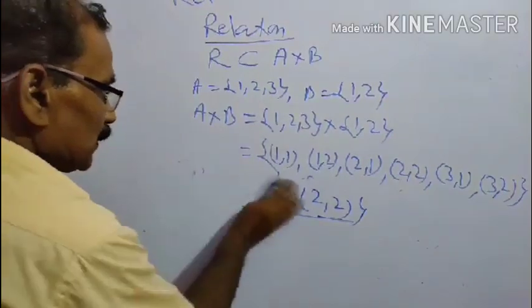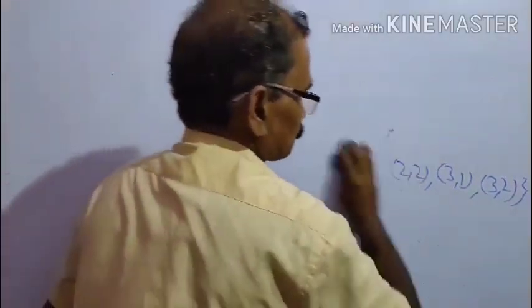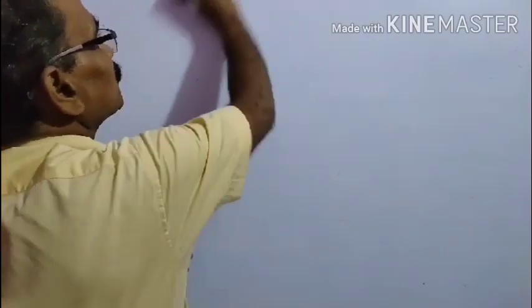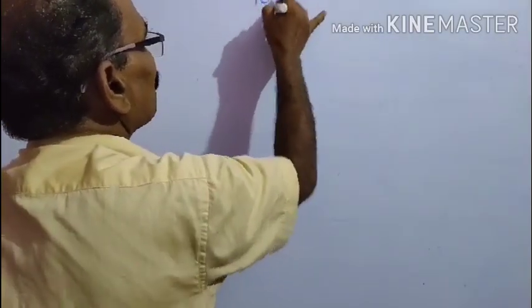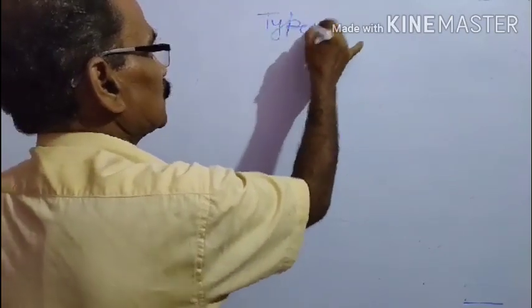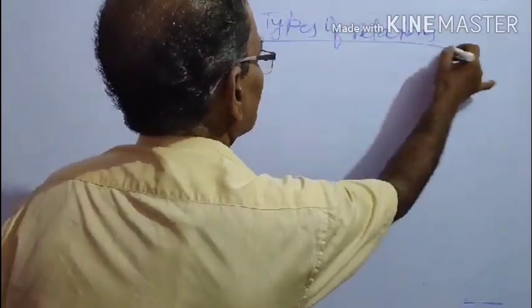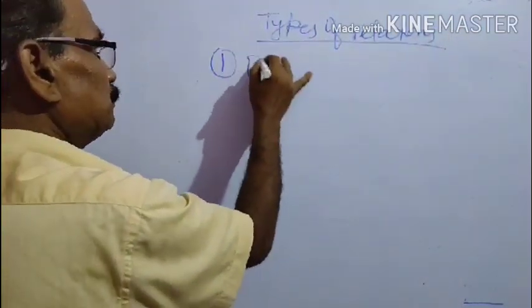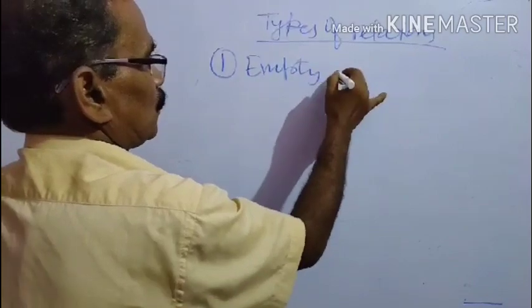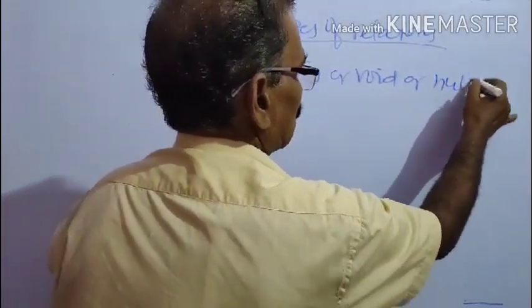Next topic, types of relation. First, empty or void or null relation.